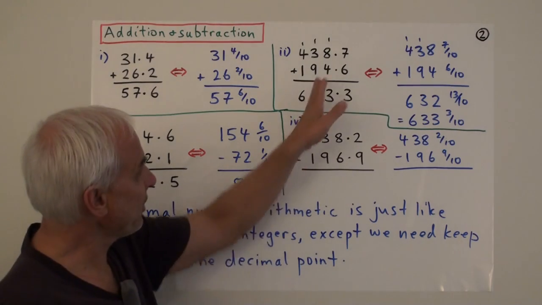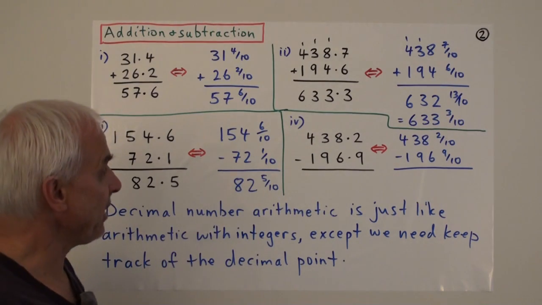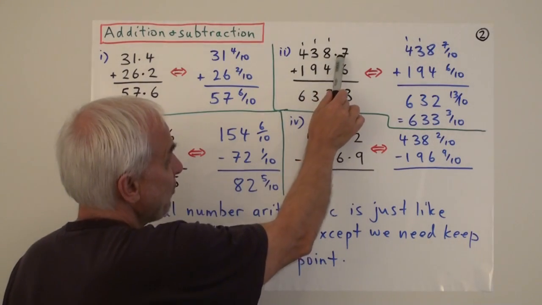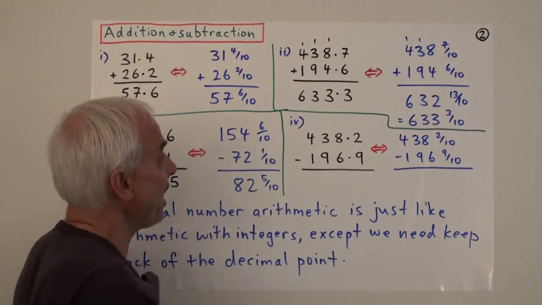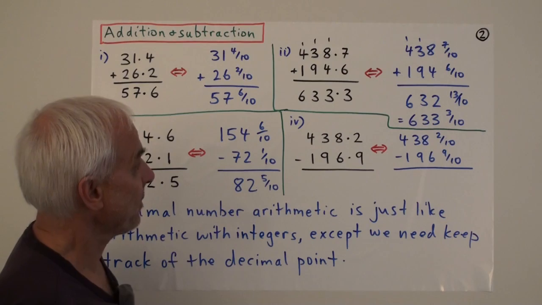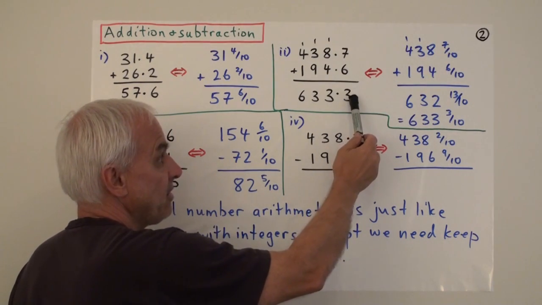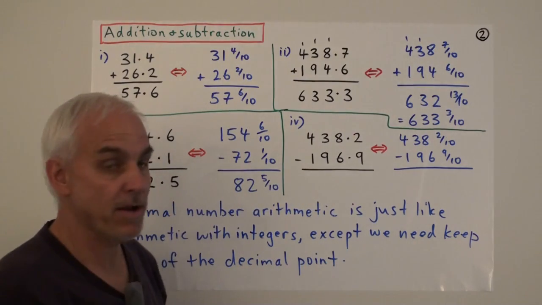Here's another example with a bit of carrying, making it a little bit more complicated. So we're adding 438.7 to 194.6. When we add the 7 and the 6, we get 13. There's a 3 with a carrying a 1.